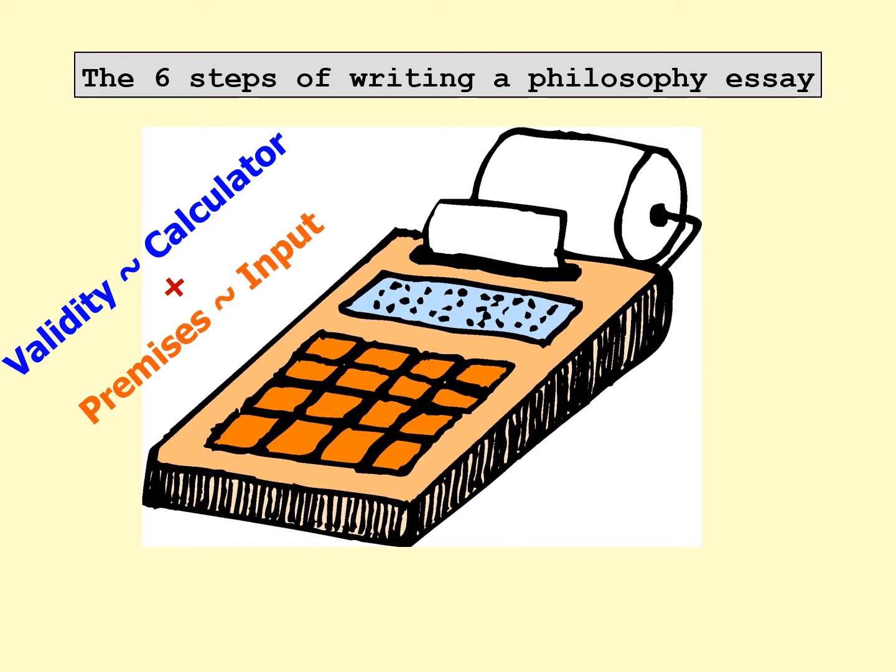Let me spell out the analogy. Premises in an argument are like the entries you input to your calculator, and validity is like the correct functioning of the calculator. So premises are like an input, and validity is like a calculator, like a machine.